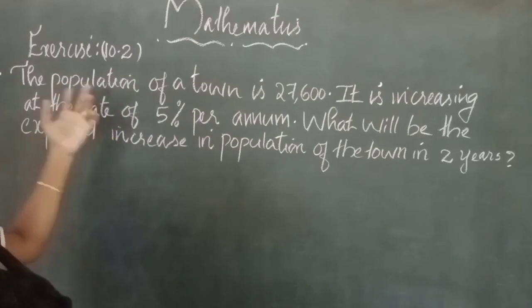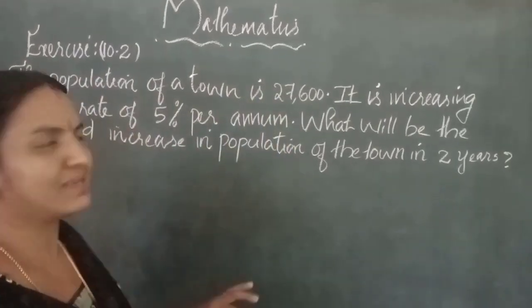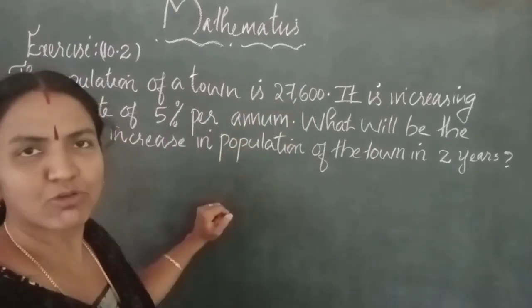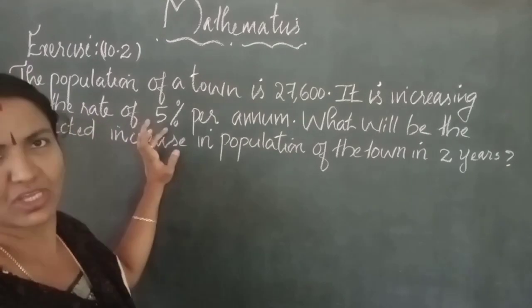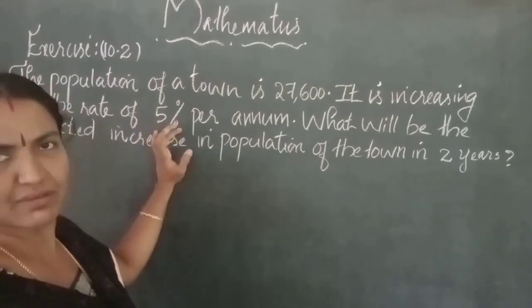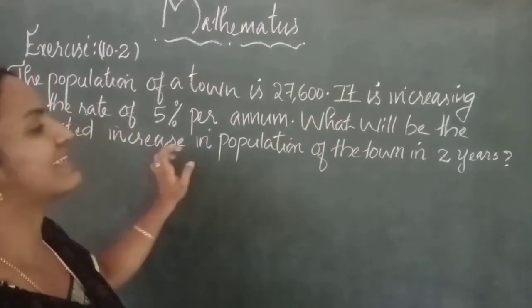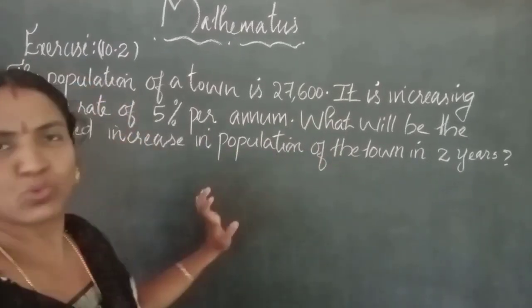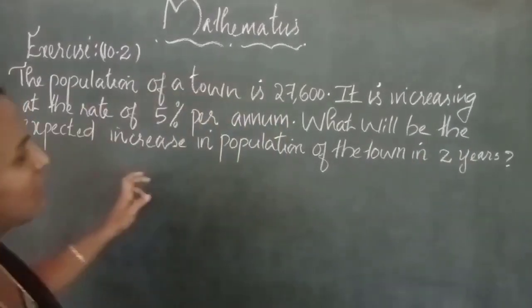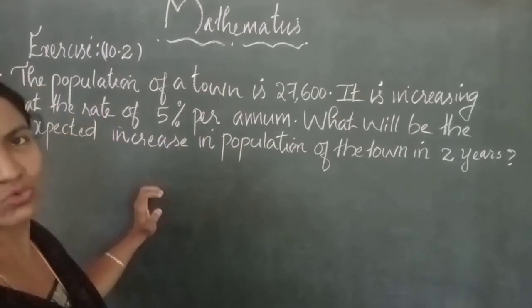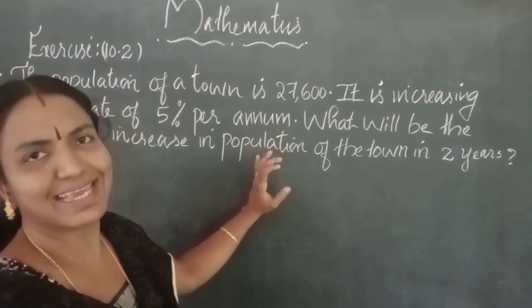So what is given? The population of a town is 27,600. So the present population is given. It is increasing at the rate of 5%. So R is given, 5% per annum. What will be the expected increase in the population of the town in 2 years? So here n is equal to 2. We have to find the population after 2 years. So the population after 2 years be A.